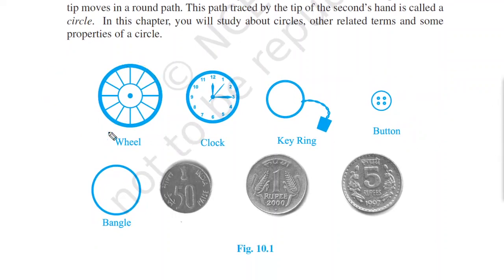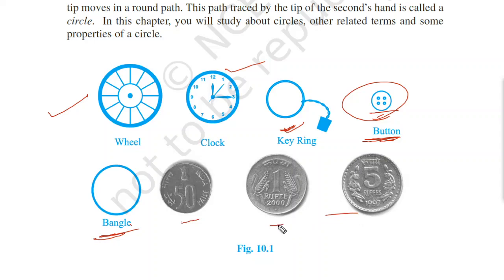So here you can see it is a wheel. A wheel is in the shape of a circle. Then clock, you can see a clock. Some clocks are in the shape of circles. Then keyring, you must be using keyrings. Then buttons, these are in the shape of circles. Then bangle, which you wear on your hand. Normally the girls wear it on the hand. Now these coins, 50 paisa coin and 1 rupee, 5 rupees coin, these are all in the shape of a circle.